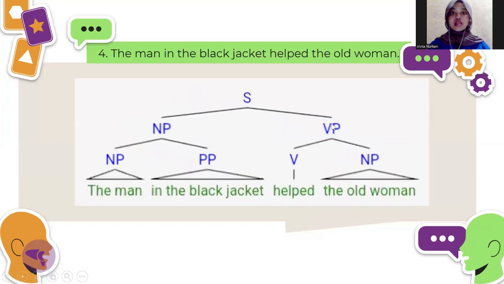Number 4, the man in the black jacket helped the old woman. Here the man works as the noun phrase. Again, it acts as the subject. In the black jacket is the prepositional phrase to describe the man specifically, and they combine together into a noun phrase. The verb phrase here consists of the noun phrase the old woman and the verb helped.